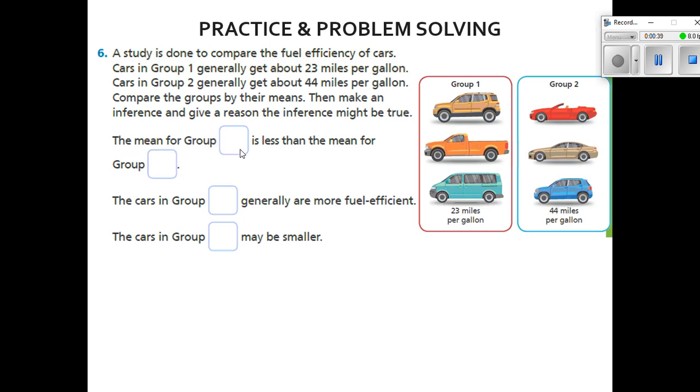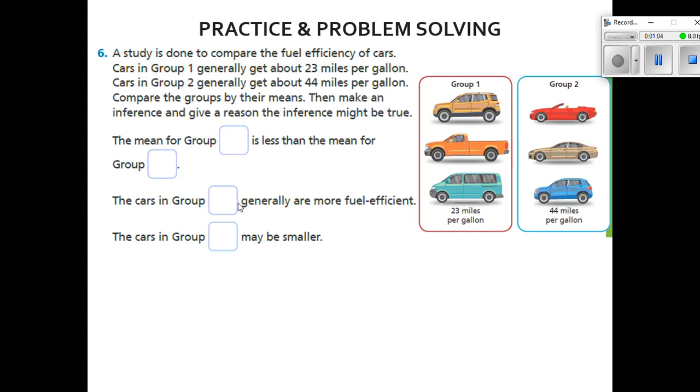The mean for group blank is less than the mean for group blank. Well, they gave the means, right? They're comparing here. Compare the groups by their means. So the average for group 1 was 23 miles per gallon, and the average for group 2 was 44. So we can say that the mean for group 1 is less than the mean for group 2.